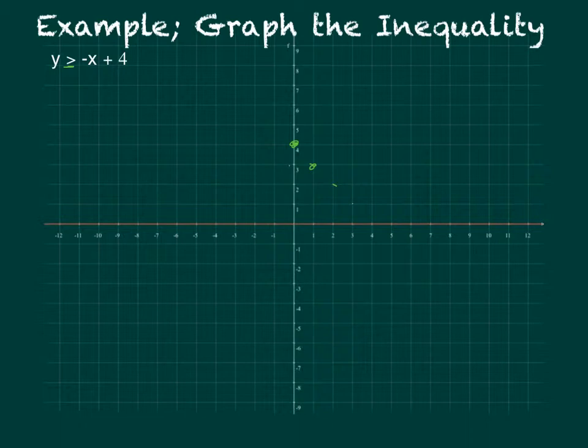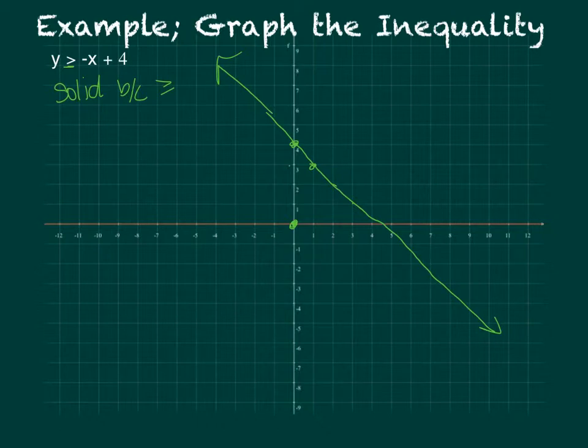And I know it's a solid line. It's solid because it is a greater than or equal to. So I'm going to just connect my points there with a solid line. Kind of got off there a little bit, but get the idea. And then I need to pick where to shade. So I'm going to pick a point that is not on the line. I'm going to pick the point 0, 0. And I'm going to test it.